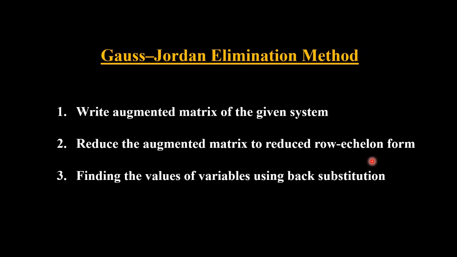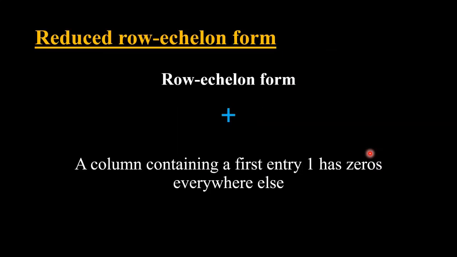So this method is based on reduced row echelon form. What is reduced echelon form? We already discussed it earlier. Reduced echelon form is row echelon form plus an additional condition. That is, in reduced row echelon form, first we convert our augmented matrix into row echelon form, plus an additional condition.